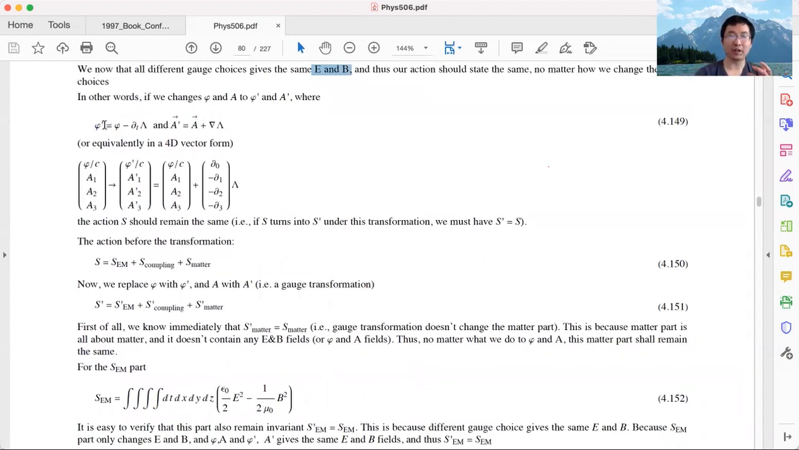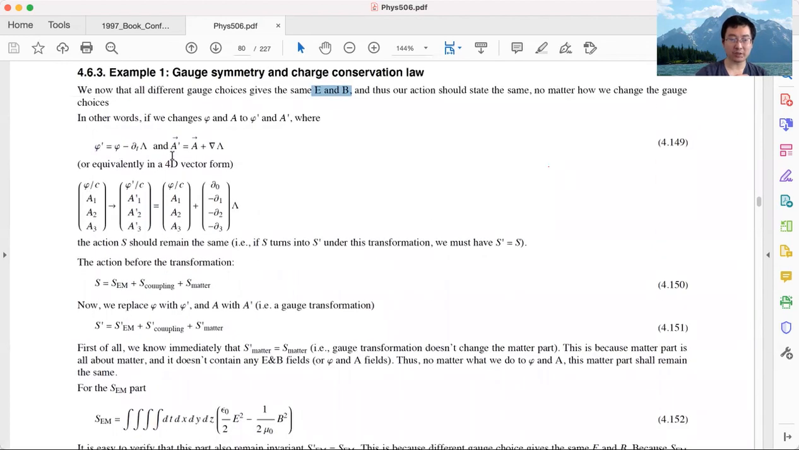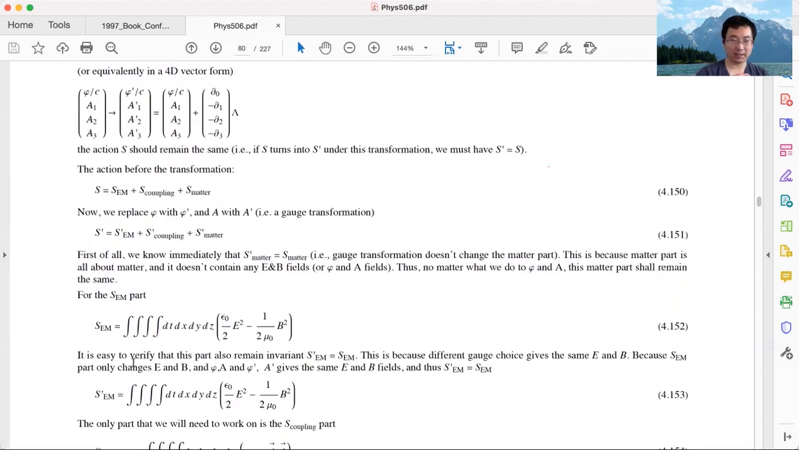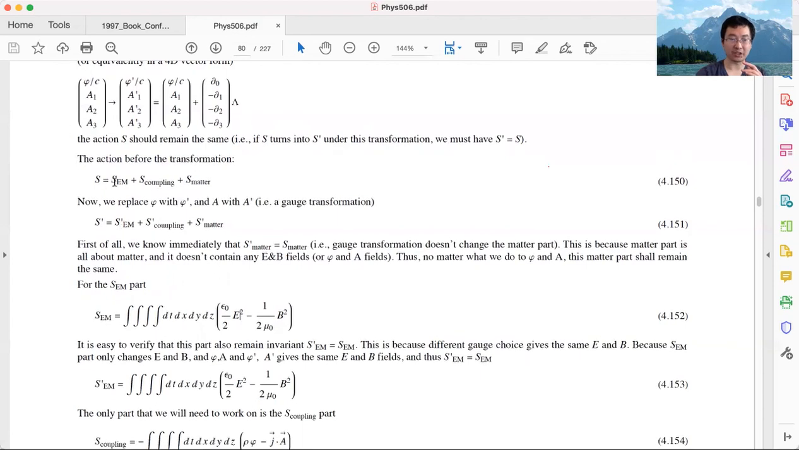As we proved earlier, gauge transformation changes the value of my scalar and vector potential, but it does not change the field strength E and B. That's the point of gauge transformation. It changes the potential, but it does not change the field strength. So under gauge transformation, E and B don't change, and thus the new action, the E and M part, stays exactly the same. Gauge transformation does not change E, does not change B, and so does not change E squared minus B squared. The first term of my action is invariant under gauge transformation. It does not change the matter part either.